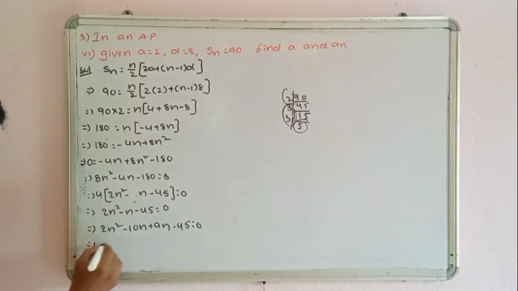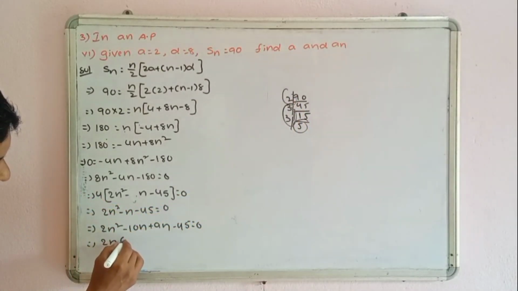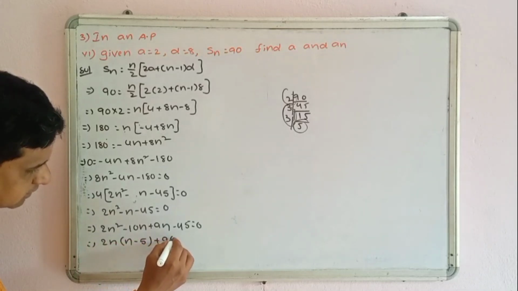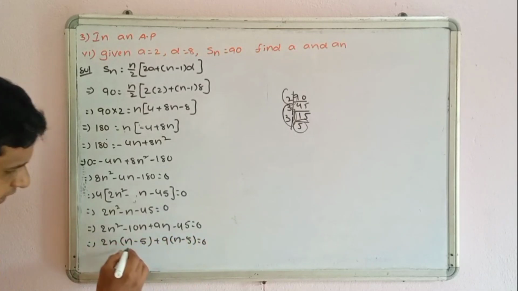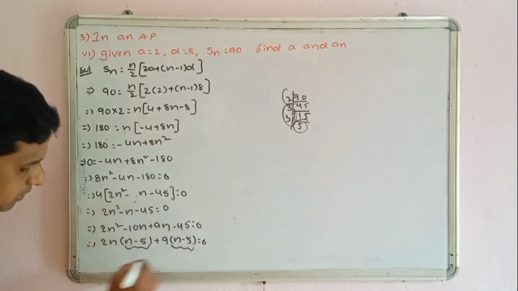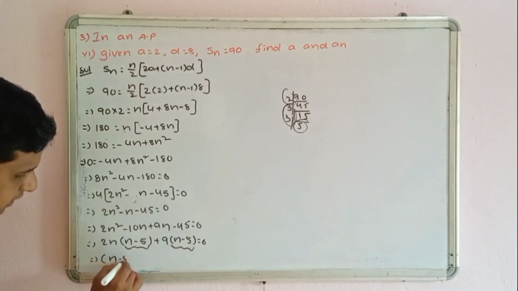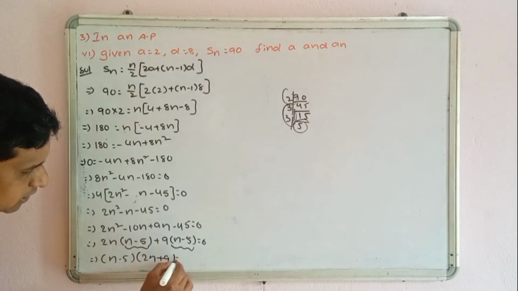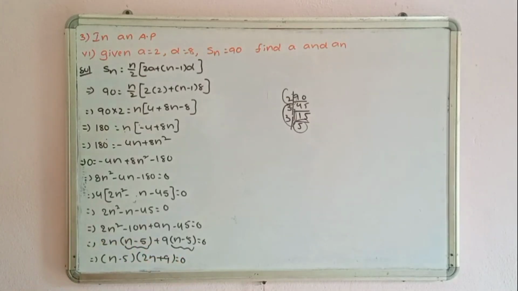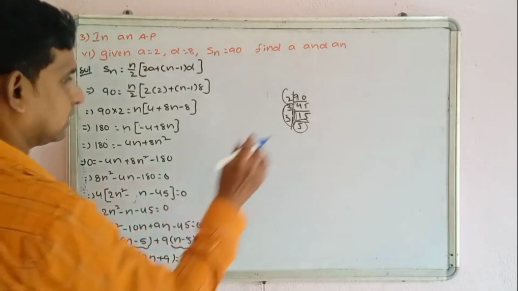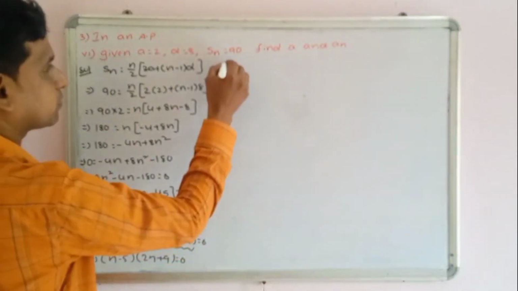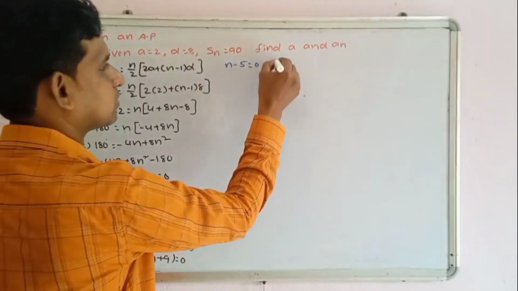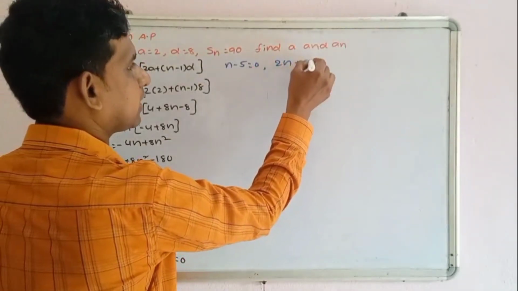So take 2n as the common in these two terms. 2n is the common, still what is left is n minus 5. Here 9 is the common, and n minus 5 equals to 0. Again here n minus 5 is the common term. So n minus 5 is the common, still here 2n is there, here plus 9 is there, so equals to 0. So n minus 5 equals to 0. Another one is 2n plus 9 equals to 0.